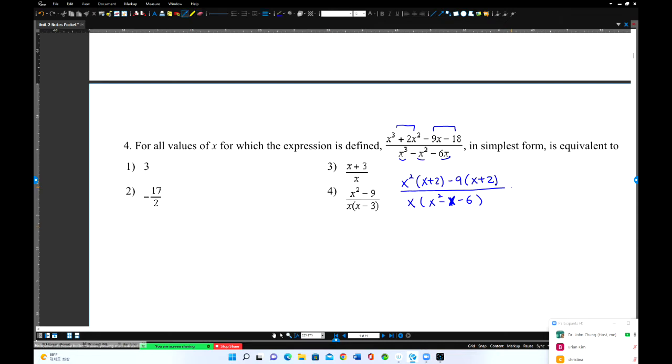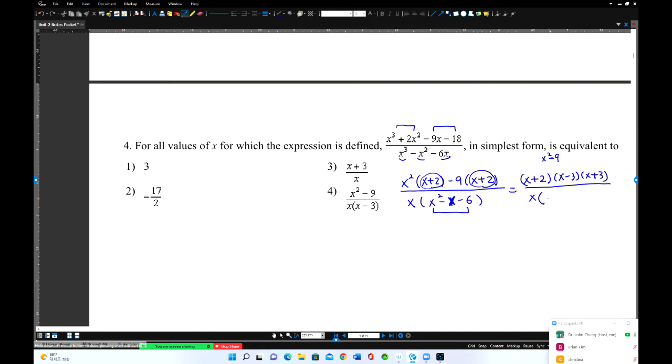Now complete factor over here. This is a common factor, right? In the numerator, this is moved out. x plus 2 out, inside is x squared minus 9. What is x squared minus 9? Difference of two squares. You can continue to factor: x minus 3, x plus 3. Yep, you are all done. That's the complete factor. But the denominator, x over here, but this can still be factored.